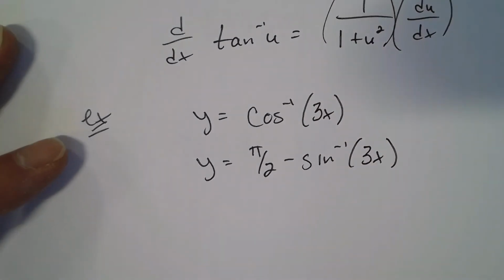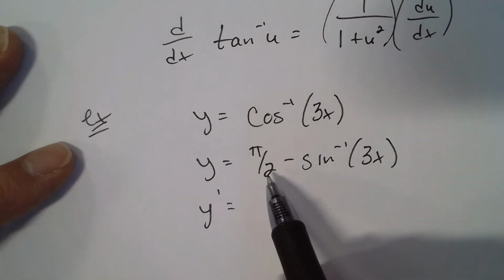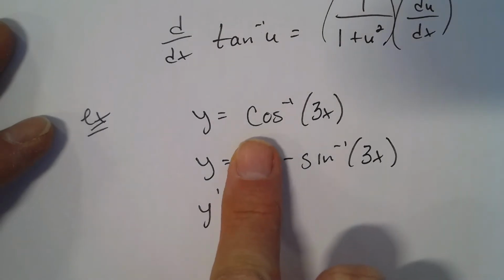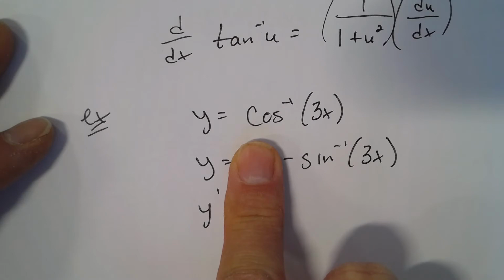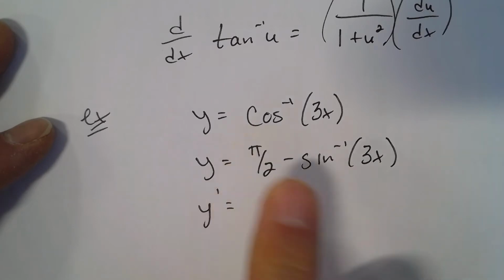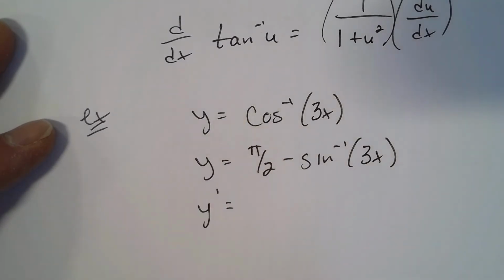And then when we do the derivative, the pi over 2 just disappears, it's 0. So basically, if you just want to remember, if we're finding the derivative of inverse cosine of something, it's the same as the derivative of negative inverse sine of that. So just find the derivative of inverse sine of 3x and make it negative.